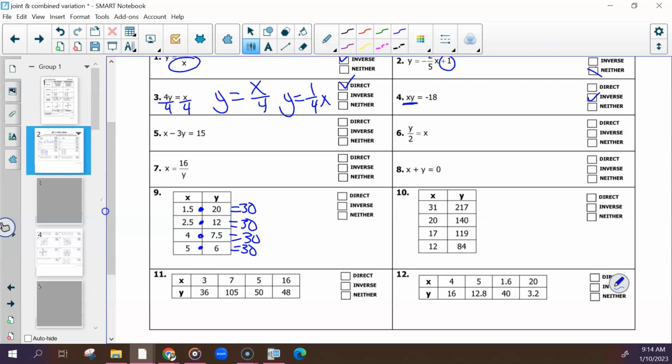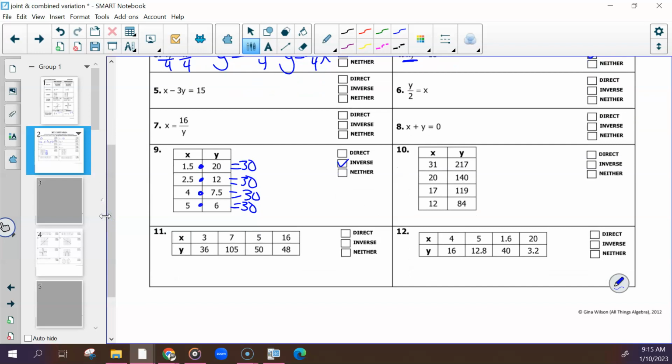30. Okay. So because we multiply them and they all were the same, then we can say this is inverse. If that did not work, if we started multiplying and they got different numbers, it would not be inverse. We wouldn't automatically assume it's direct either because we'd have to check and divide and see. Questions on 9 before we move on?